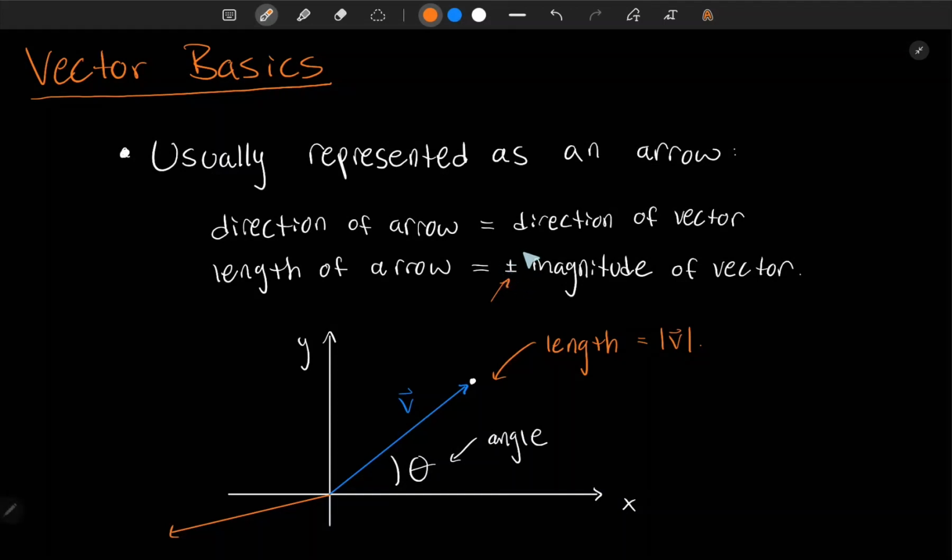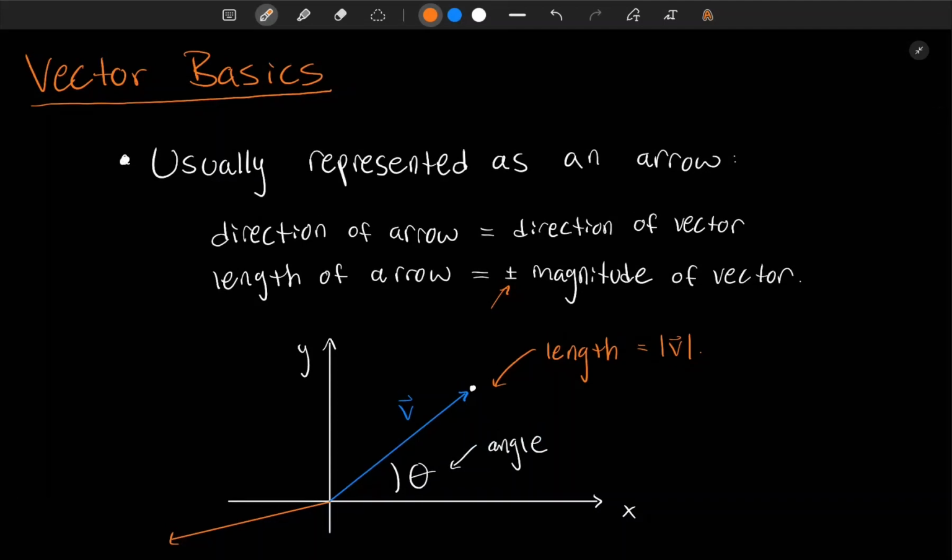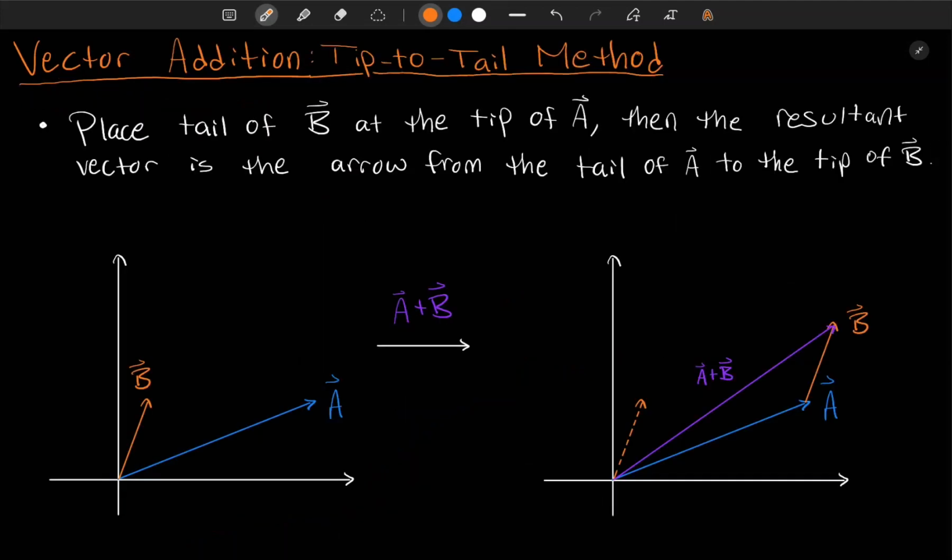For the MCAT, this isn't really important, but it's just something that you may have heard before. So whenever you're solving a problem on the MCAT, you can just say that the length of the arrow is equal to the magnitude of the vector. And again, to measure the magnitude of the vector, if you had a ruler, you could just use a ruler, but we'll see below how you can actually solve for the length of this vector. But before we do that, let's get into how you can add vectors together. So there are two main ways that you may see of how to add vectors together.